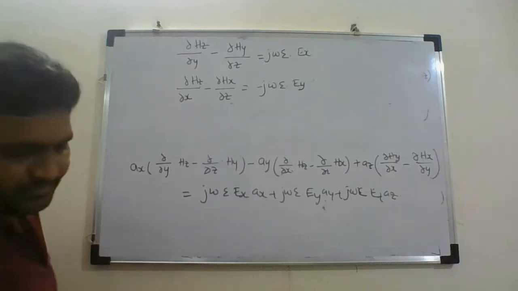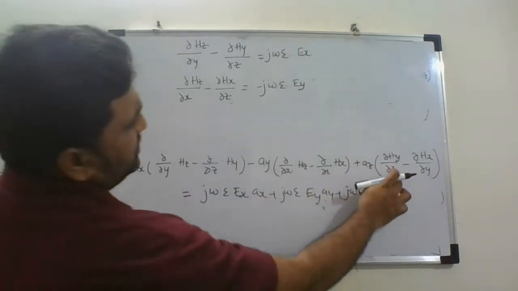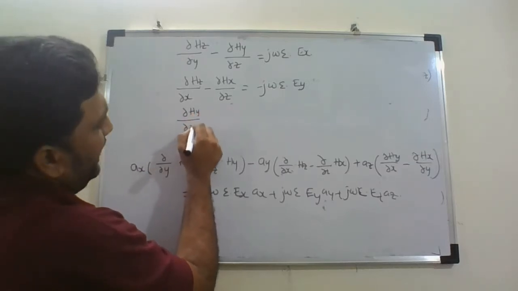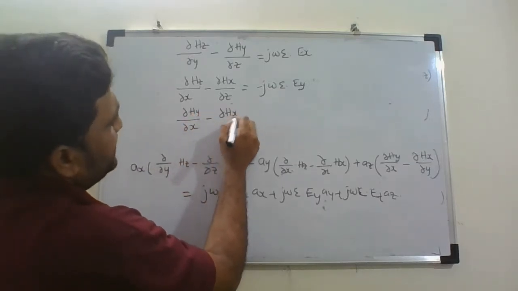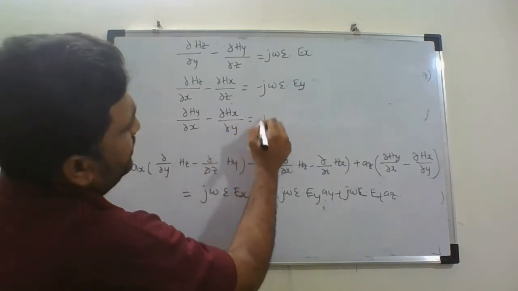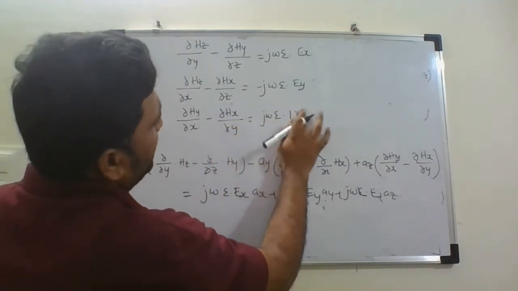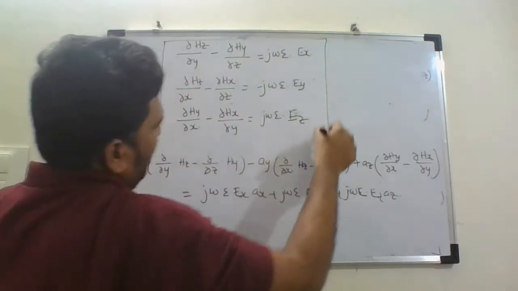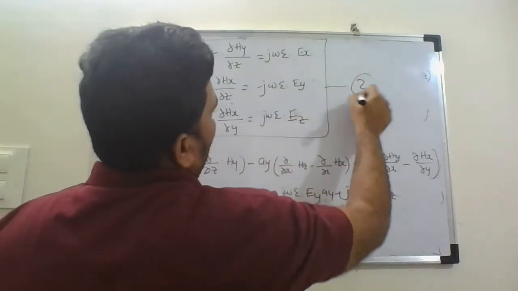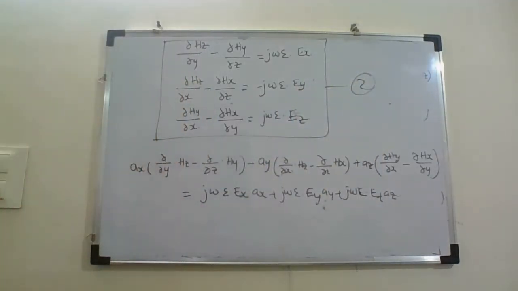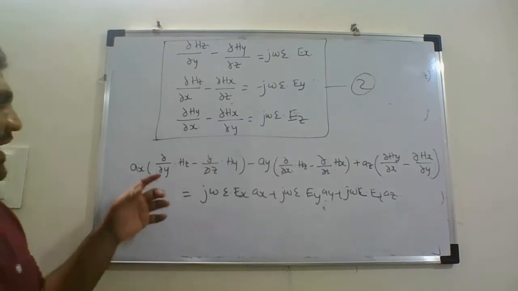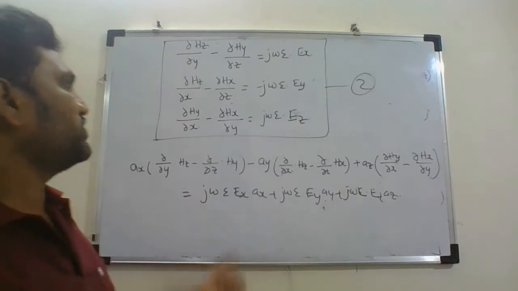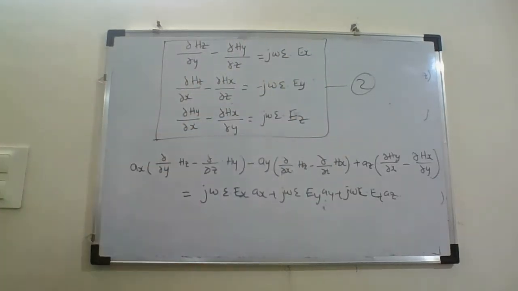Okay, next the third term that I'm going to get is, equating these two, ∂Hy/∂x minus ∂Hx/∂y is equal to jωε into Ez. Okay, so let these three equations be set as equation 2. Comparing ax terms on both sides, ay terms on both sides, and az terms on both sides, we will get the three equations like this.